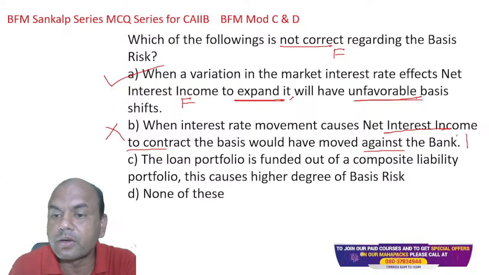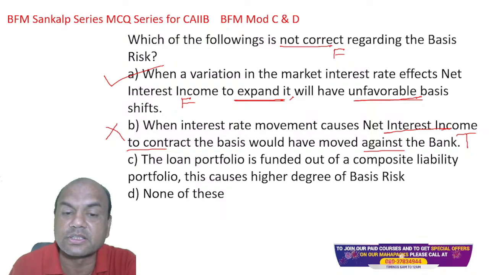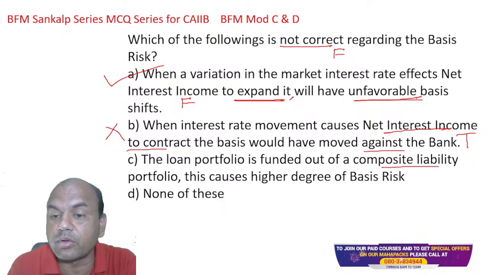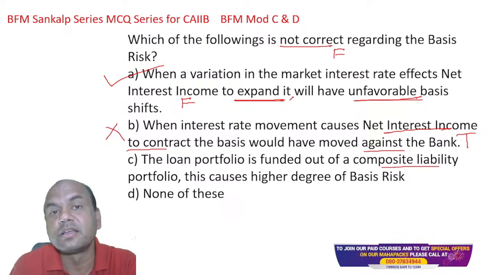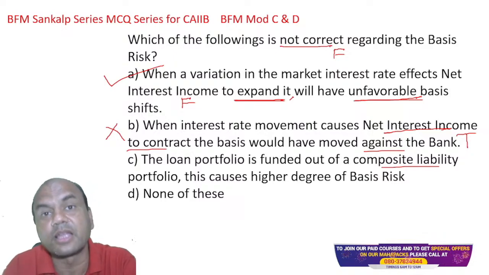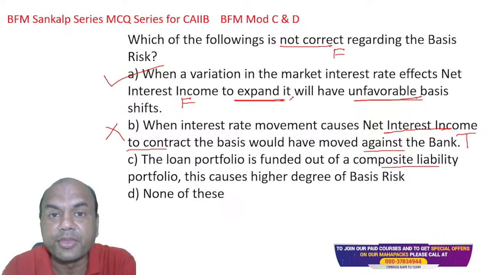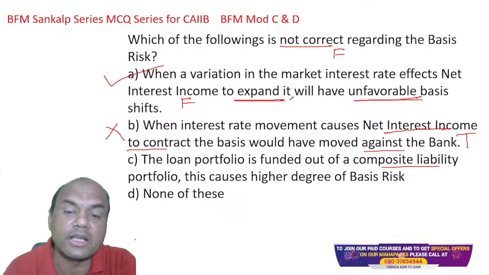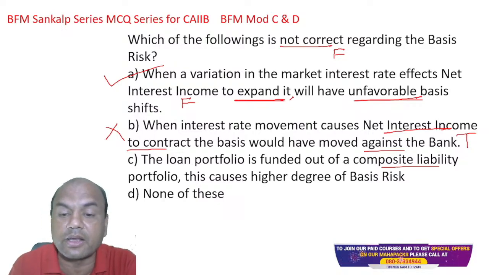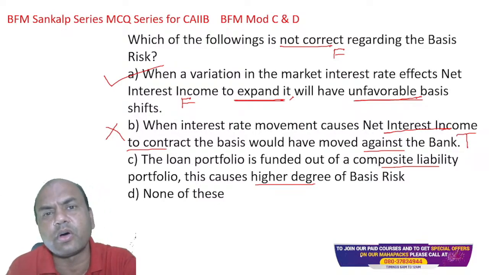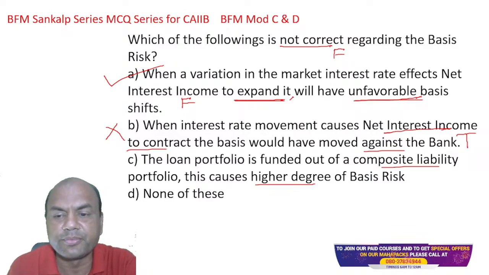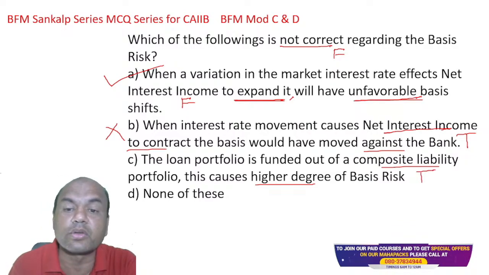The loan portfolio is funded out of a composite liability portfolio. This causes a higher degree of basis risk. See here, composite means various liabilities. Liabilities can be savings, current, FD. So if I am having composite liabilities, this will cause a higher degree of risk to me, obviously, because all will change in different magnitudes. So that is true. We want a false one.